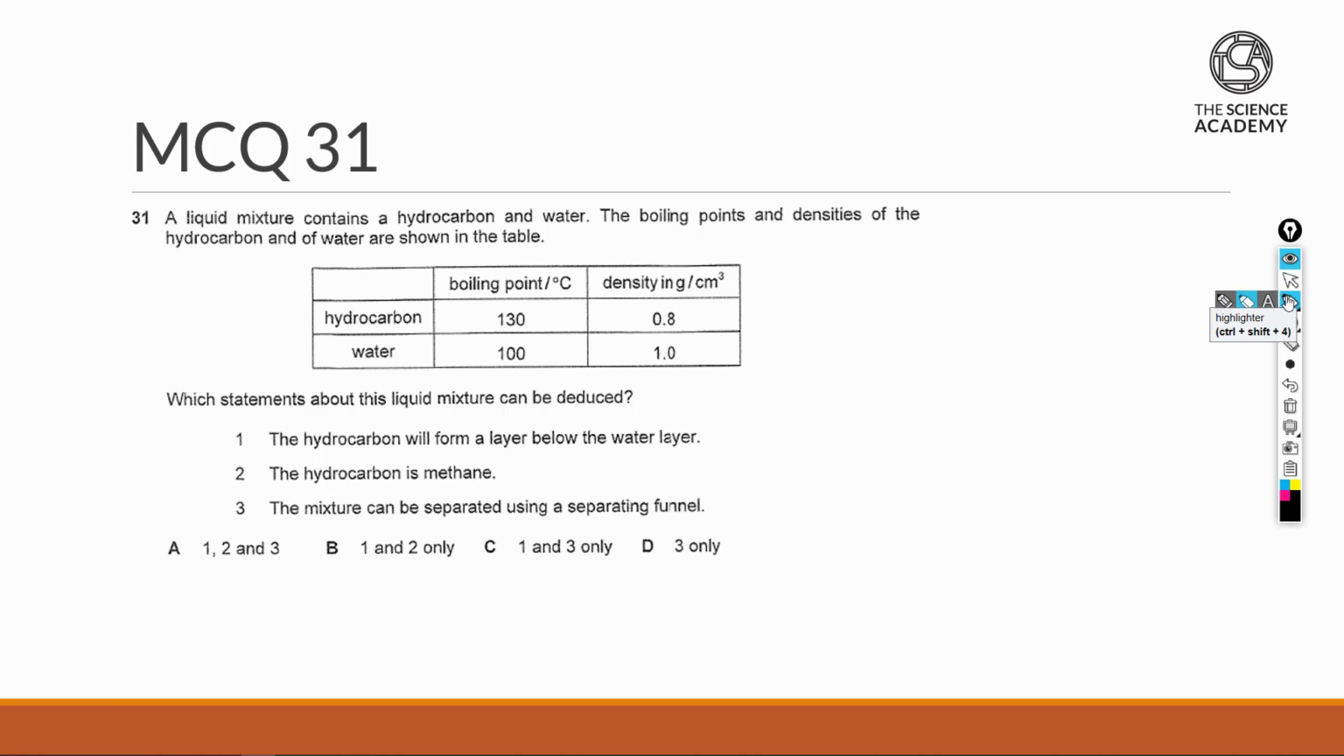In MCQ 31, we have a mixture that contains a hydrocarbon as well as water. Now, hydrocarbons themselves are considered a form of organic solvent. And just like water and oil, organic solvent and water do not mix. As a result, they will form an immiscible liquid if they were placed in the same container.